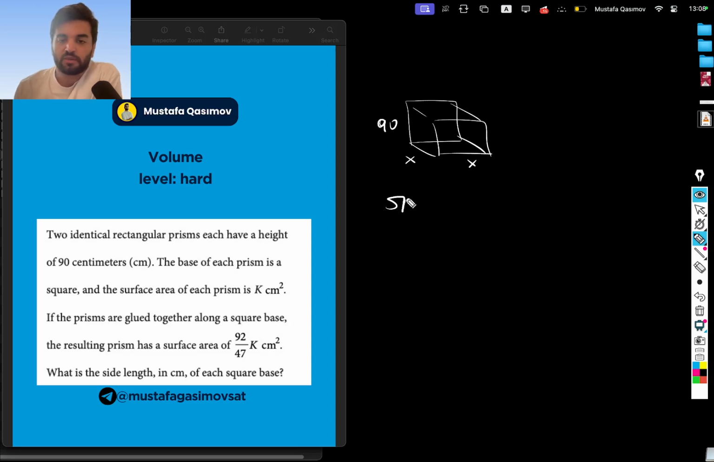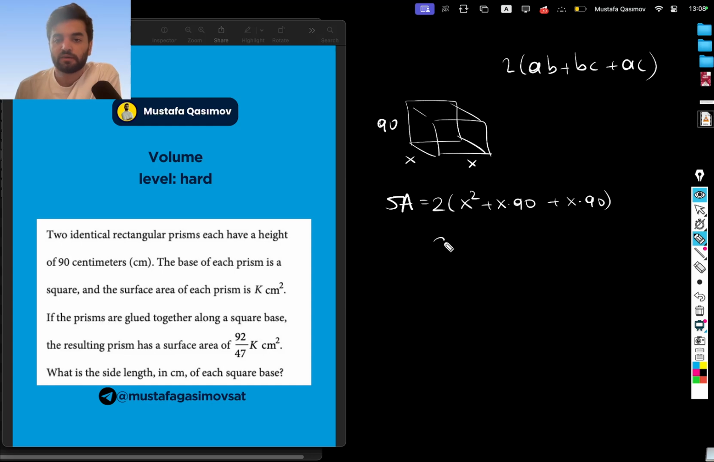Let's find the surface area. Yeah, general surface area is equal to 2ab plus bc plus ac. So 2x squared plus x multiplied by 90, and x multiplied by 90. Then we can write it like that. It is equal to k. Then it says that if the prisms are glued together along a square base, it means that it will become like this, something like that. So it's also 90.